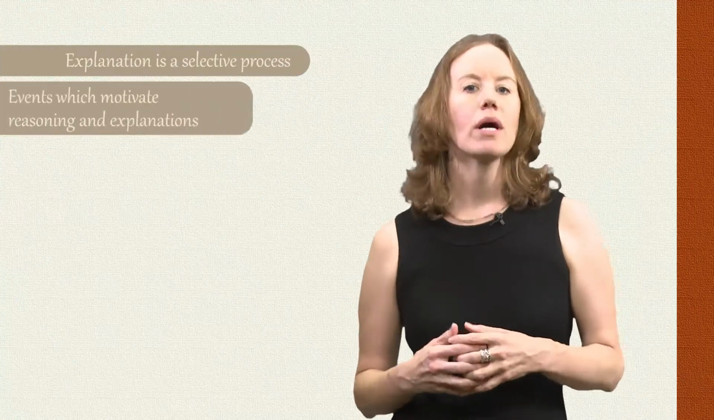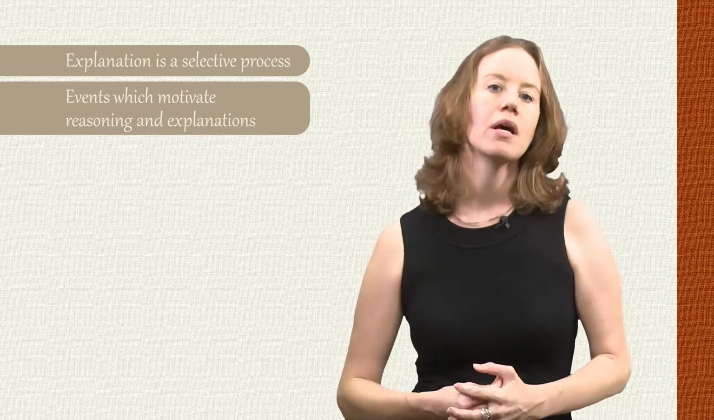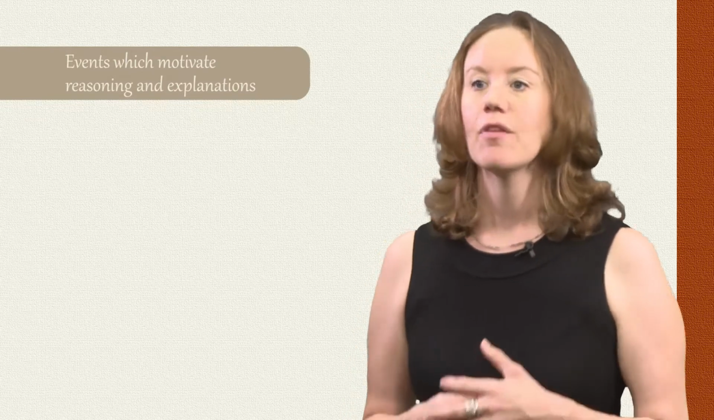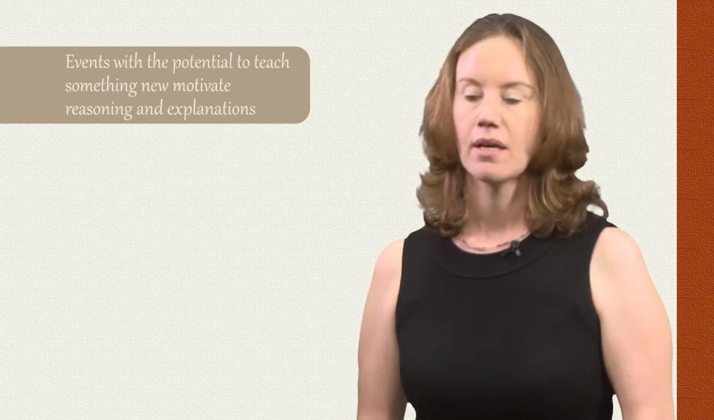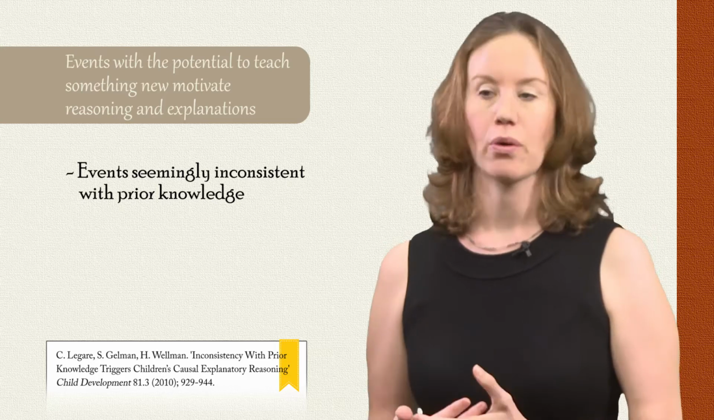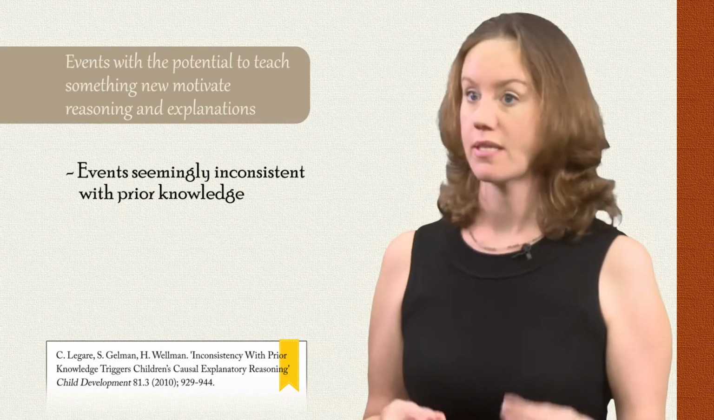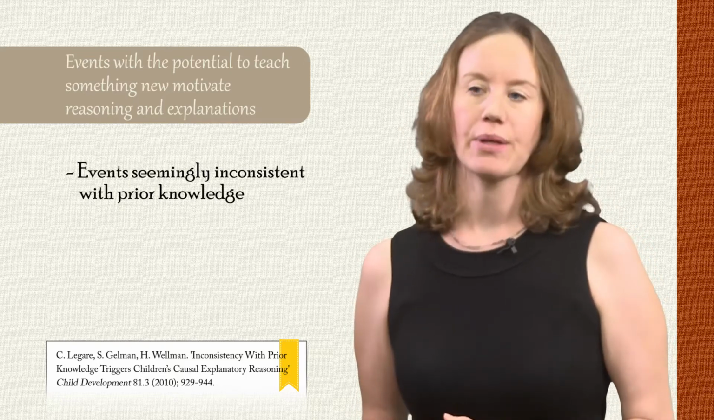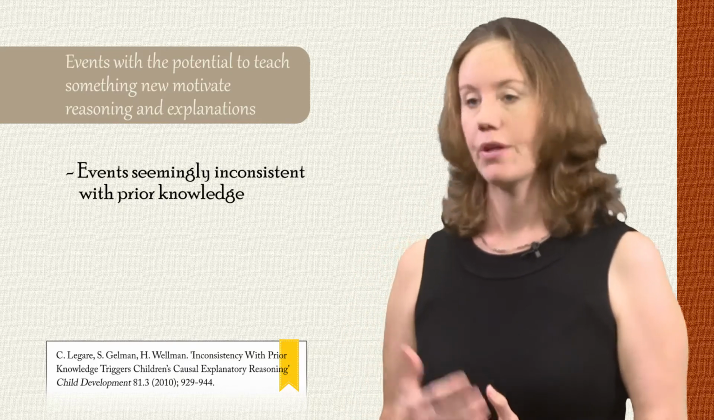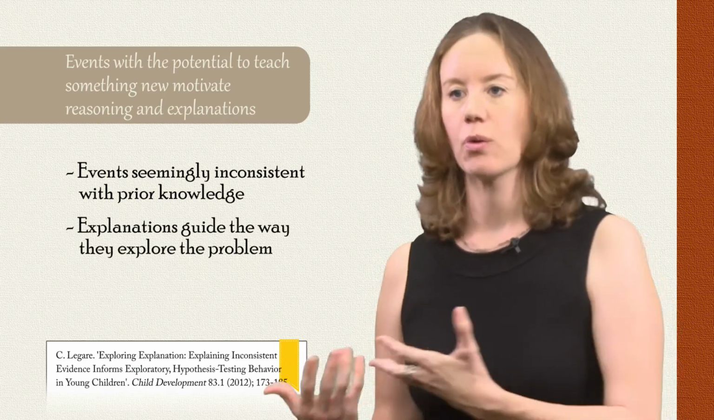So let's talk a little bit about what kinds of events motivate scientific reasoning, and in particular, motivate children to construct explanations. We know that children explain events that have the potential to teach them something new. So in particular, inconsistency with prior knowledge triggers children's explanatory reasoning. Children are much more interested in explaining an inconsistent versus consistent outcome. And the quality of their explanation, the sophistication of that explanation for an inconsistent outcome is greater than for a consistent outcome. We've also shown that children's explanations guide their exploratory behavior.